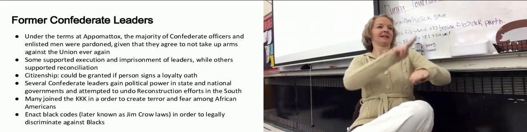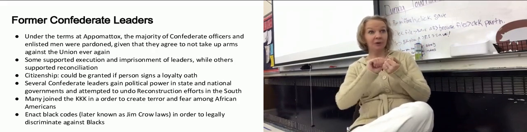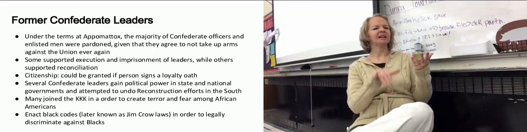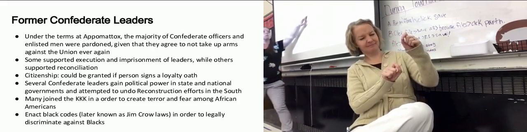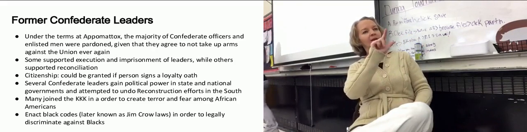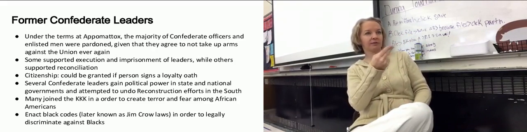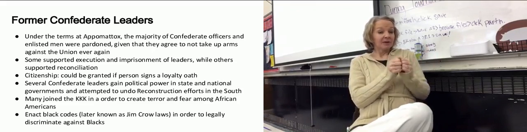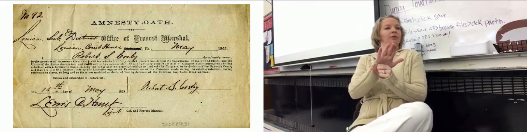Now, the way that they did this is through what is known as, and this is down on your third bullet, far right, where it says loyalty oath. If you will highlight the word loyalty oath. Basically, what they would do is they would be required to sign one of these oaths.